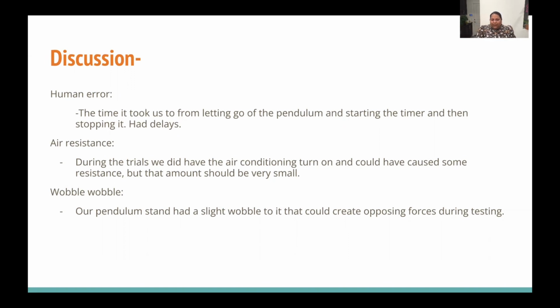Then we did notice during our trials, there was air conditioning that turned on, and we feel like maybe that could have caused some resistance. It would be very small, but it does take effect. And then there was wobble, because our pendulum stand had a slight wobble to it. So we're not sure if it created some opposing forces during the experiment.